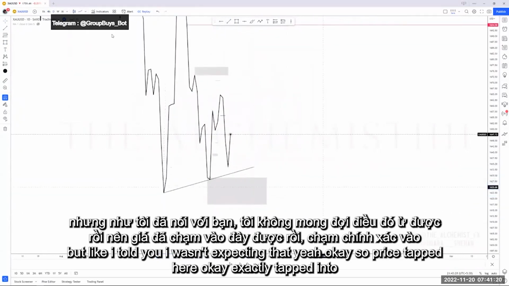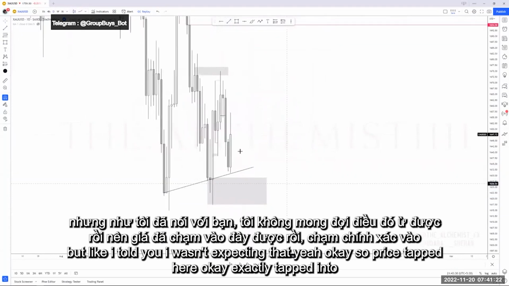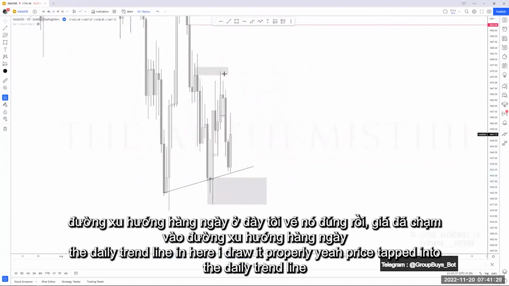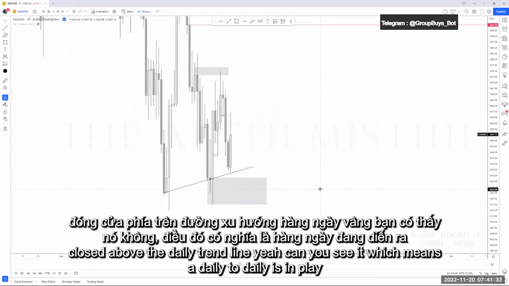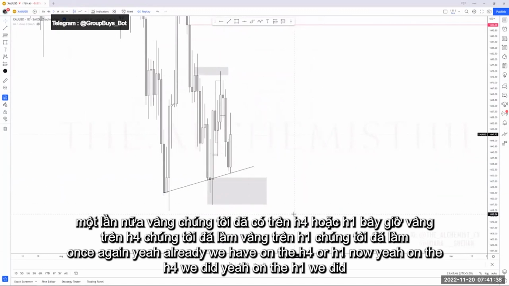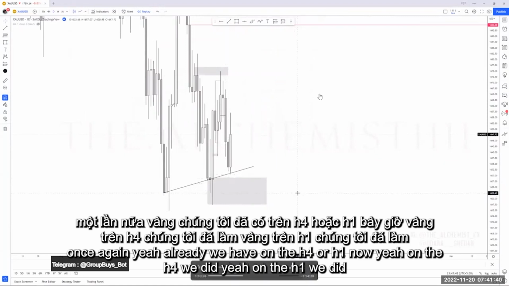See that? Okay, so price tapped here. It actually tapped into the daily trend line in here. I drew it properly. Price tapped into the daily trend line and closed above the daily trend line. Can you see it? Which means a daily to daily is in play once again. Or maybe we have one on H4 or H1.